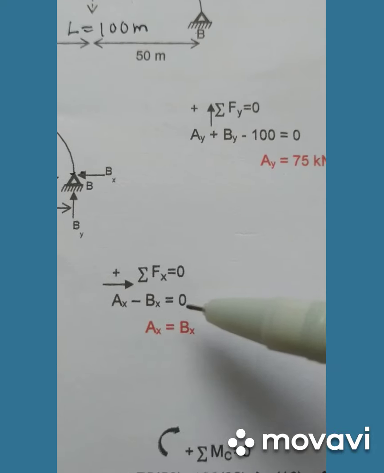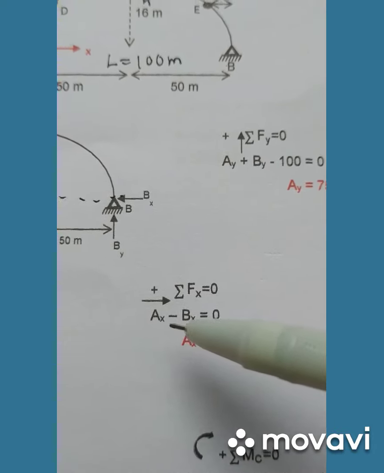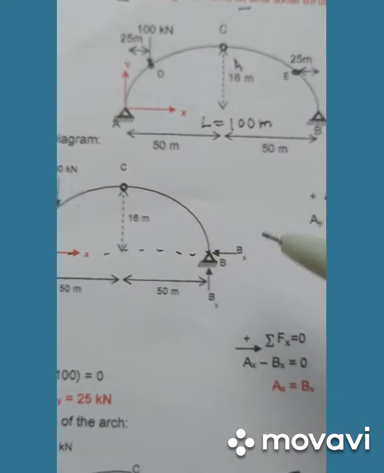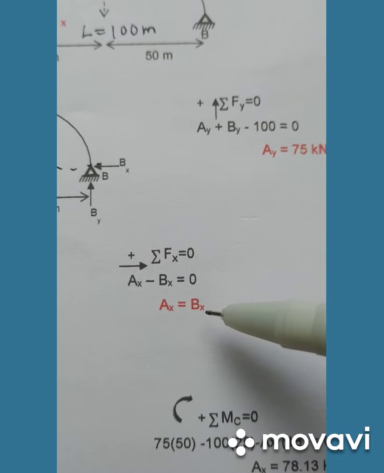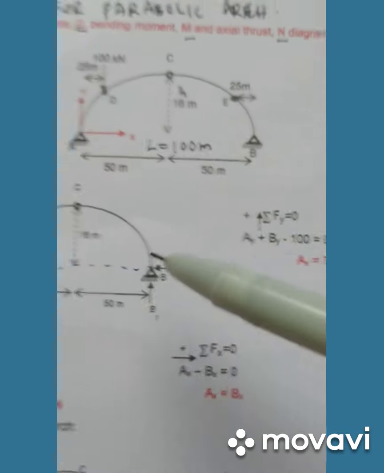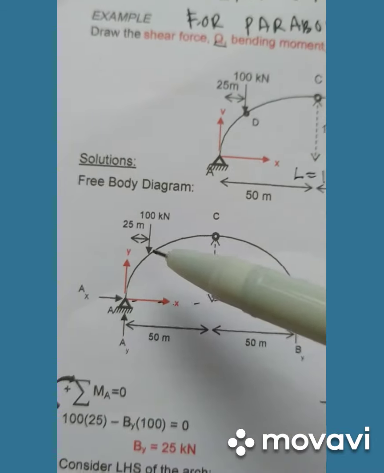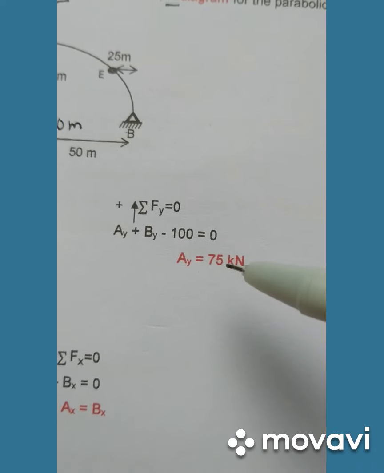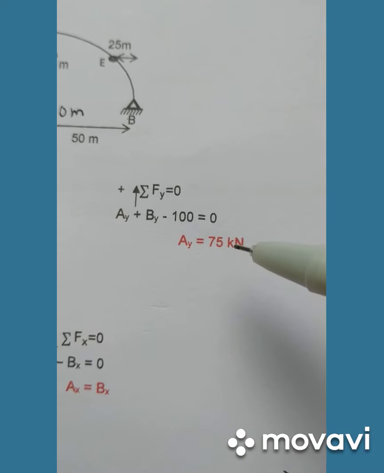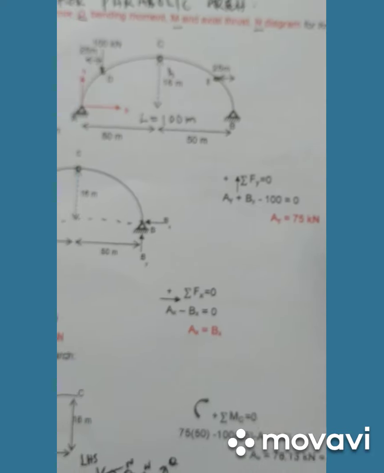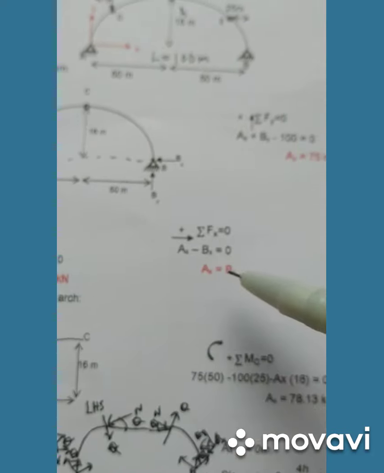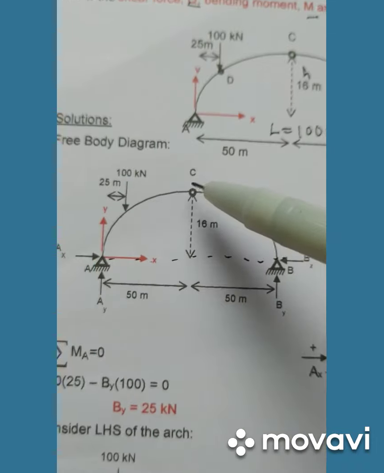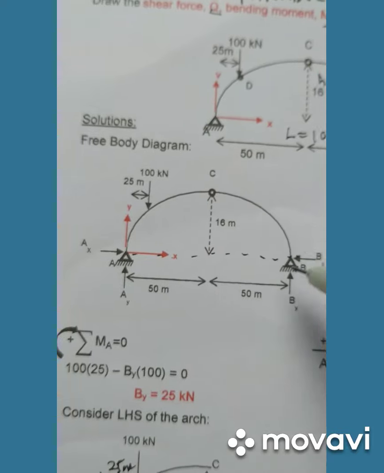Then total Fx. There are only two horizontal forces, AX and BX, so AX is equal to BX. And total of Fy, so AY minus 100 plus BY, so we get AY equal to 75 kilonewton. And then we have not solved AX and BX yet, so we have to consider either the left hand side or the right hand side.